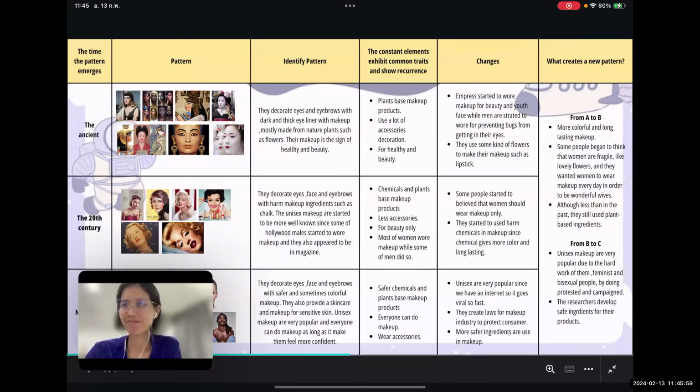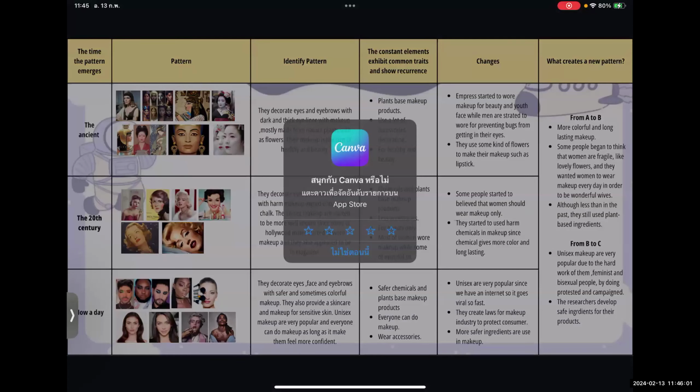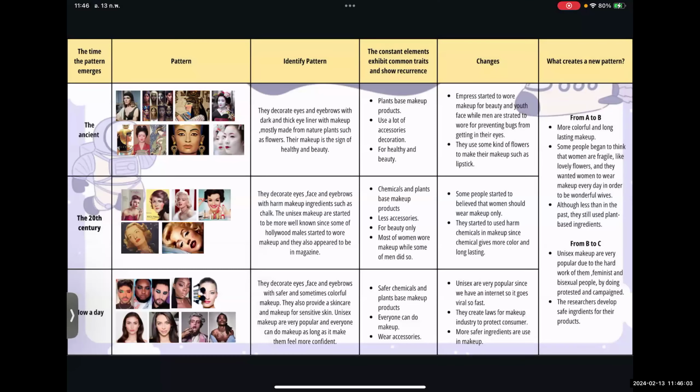Okay. Good morning, Professor. I am Sasikan Thamasalangun. Today I'm going to present my pattern, which is makeup. As I do the research, I found that I can separate the pattern roughly into 3 patterns. Let's start with the first one, the ancient era. They decorate eyes and eyeballs with dark and thick eyeliner with makeup that mostly made from nature plants such as flowers. The makeup is a sign of healthy and beauty.